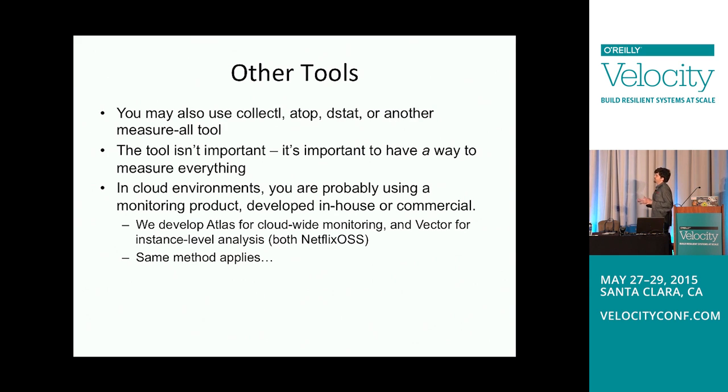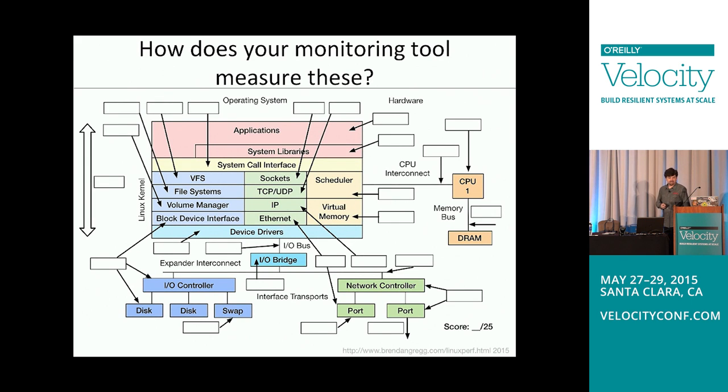So you may be using one of these measure-all tools. The tool itself is not that important. It's just important to have a way to measure everything. And so in our cloud environments, I mentioned earlier at Netflix, we developed Atlas and Vector for cloud-wide monitoring and instance-level monitoring. And so it's important for us to have a way to get to these metrics.